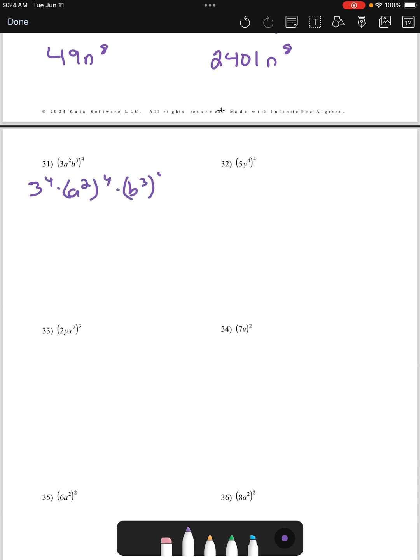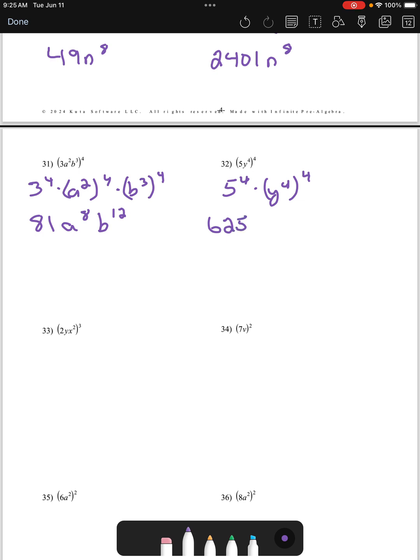31 just has triple distribution. So we're going to have 3 to the fourth times a to the second to the fourth times b to the third to the fourth. All three items in the parentheses get that exponent of 4. 3 to the fourth power is 81. We've done that before. A to the second to the fourth, 2 times 4 is a to the eighth. B to the third to the fourth is b to the 3 times 4 makes 12.